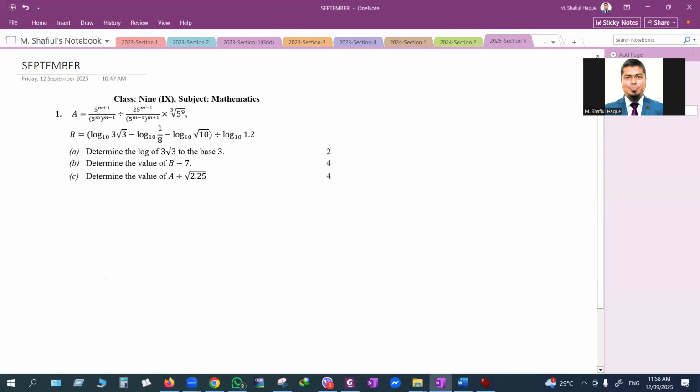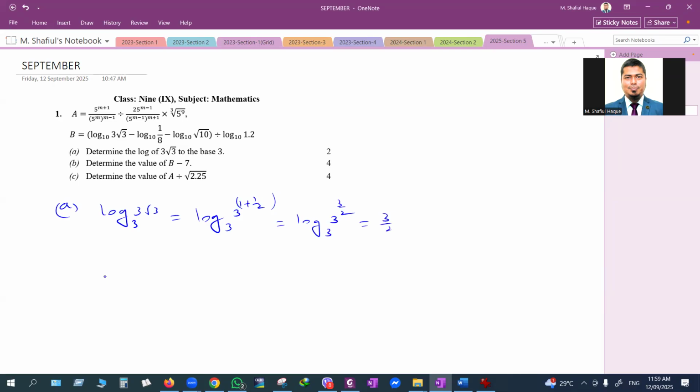ওকে স্যার, প্রথম কোশ্চেন যেটা ছিল এখানে আমরা যাচ্ছি, 1 নম্বর কোশ্চেন ছিল ডিটারমাইন দ্য লগ অফ 3√3 to the base of 3. So log base 3√3, that means you can write log 3 to the power 1 plus half, 1 for 3 and half for √3. So 3 base 3 to the power 3 by 2.